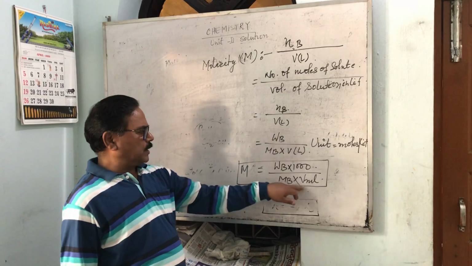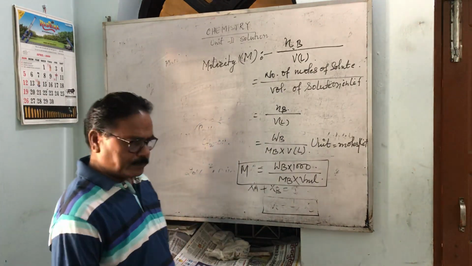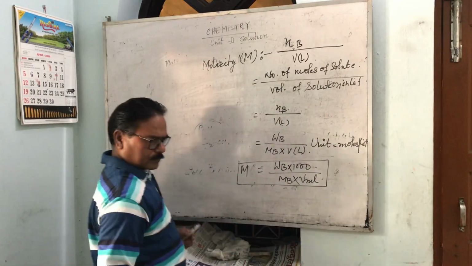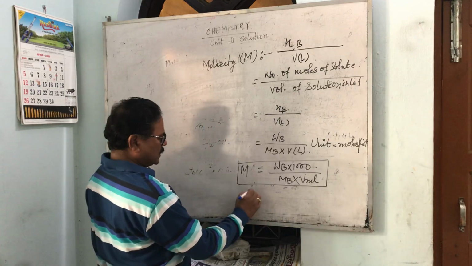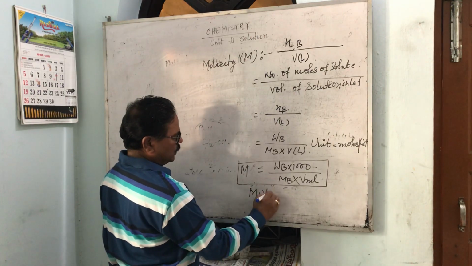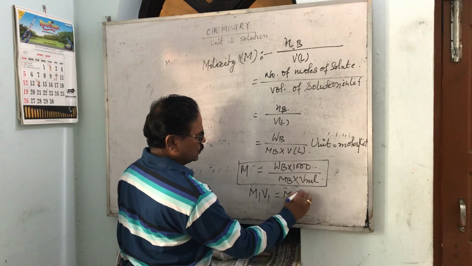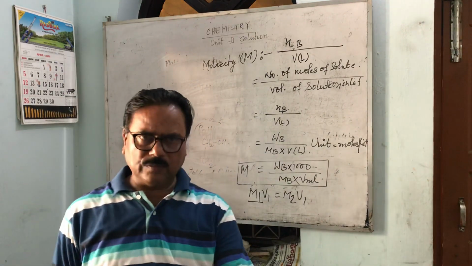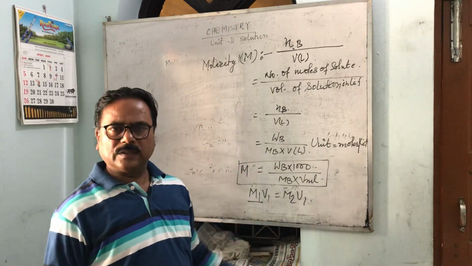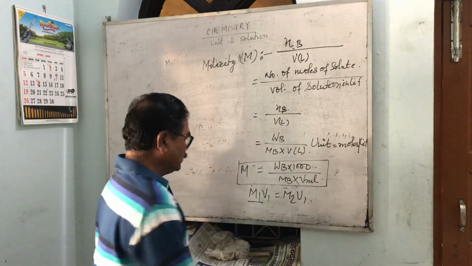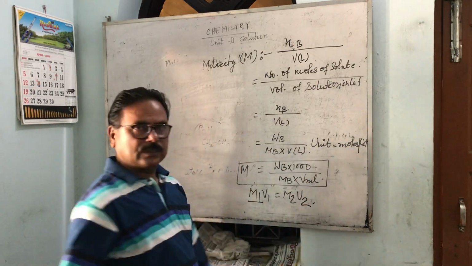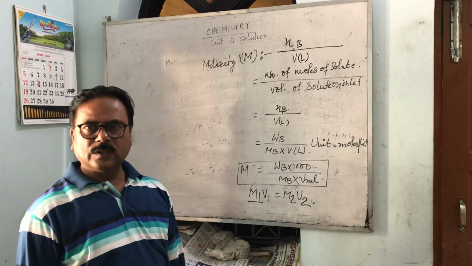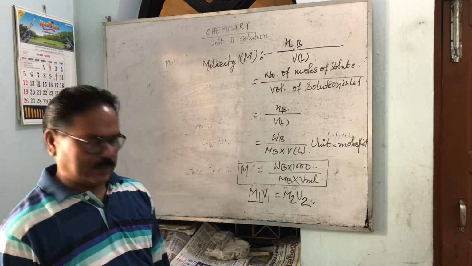Mass of the solute present per liter of solution. Now, one thing asked here: this is the molarity equation, also M1 V1 is equal to M2 V2. M1 is the molarity of the first solution, V1 is the volume of the first solution, M2 is the molarity of the second solution, and V2 is the volume of the second solution. There are 4 parameters here. If 3 parameters are known, the 4th one can easily be calculated, right?